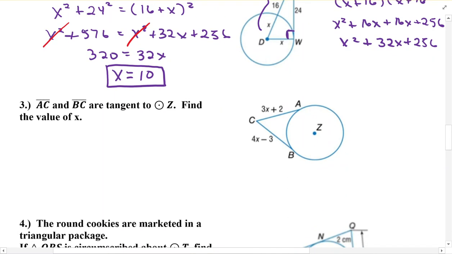And the next problem, we're told that AC and BC are tangent to circle Z. That means that these two, AC and BC, would be congruent. So AC equals BC. So 3x plus 2 equals 4x minus 3. Subtract 3x from both sides, I would have x. Add 3 to both sides, I have 5. So x equals 5.